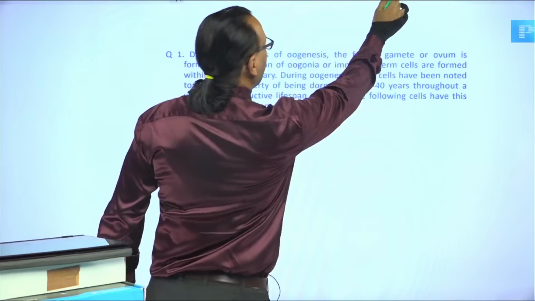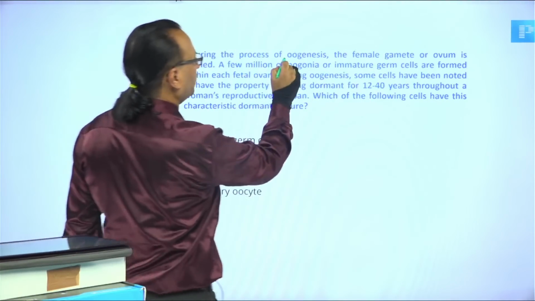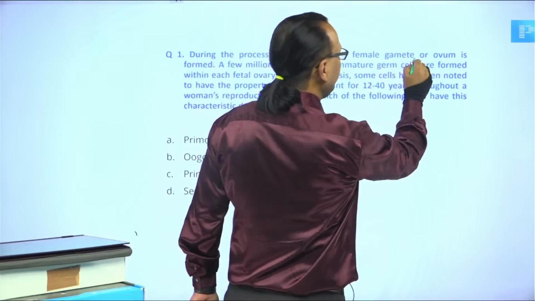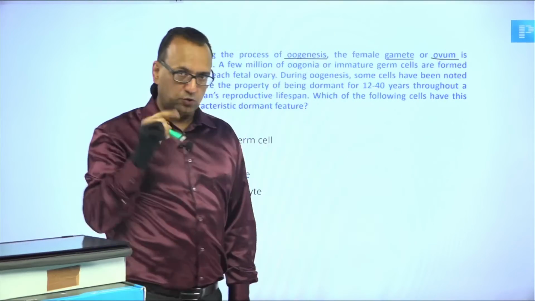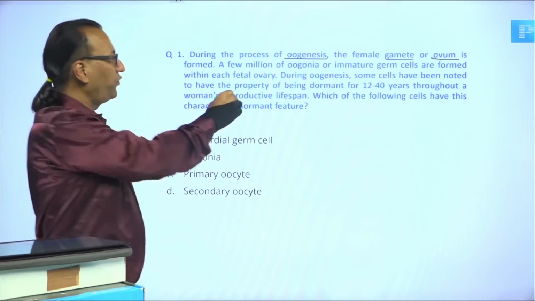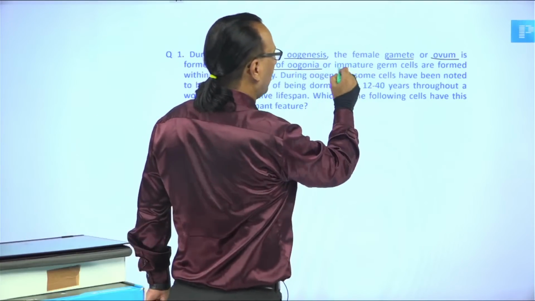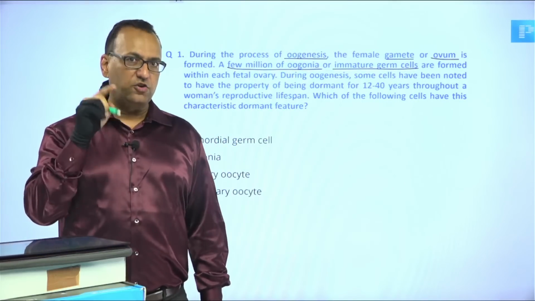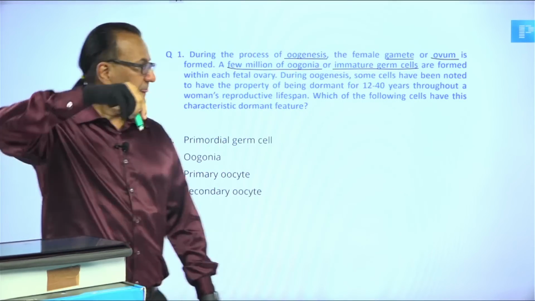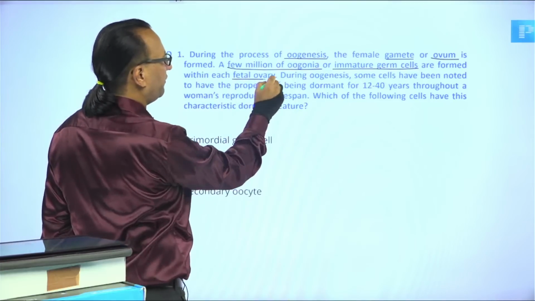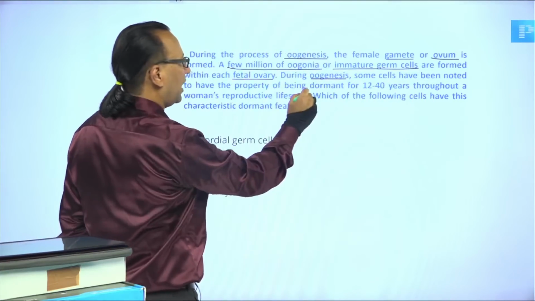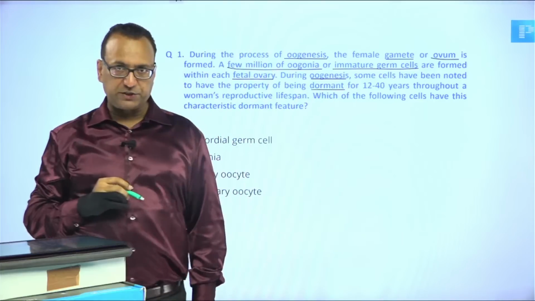It is telling us about the process of oogenesis, the female gametogenesis, where the gamete or the female gamete ovum will be formed. A few million oogonia, or what you call immature germ cells, are formed in intrauterine life because it is a female, in the fetal ovary. During oogenesis, some of these cells will be having a dormant stage.